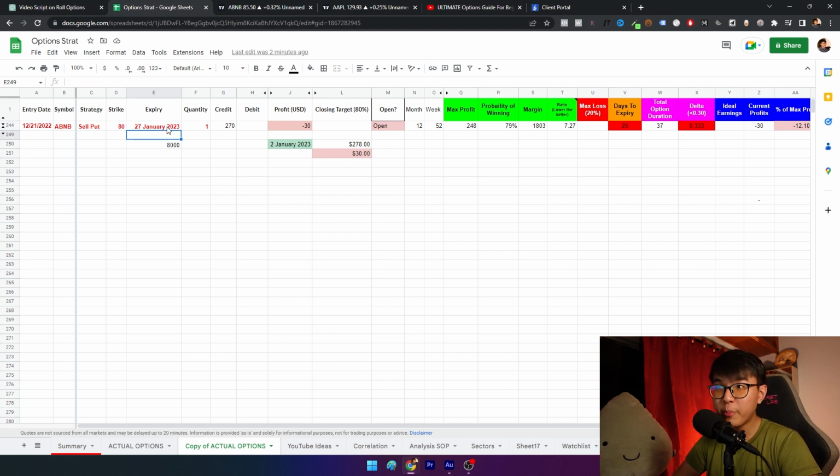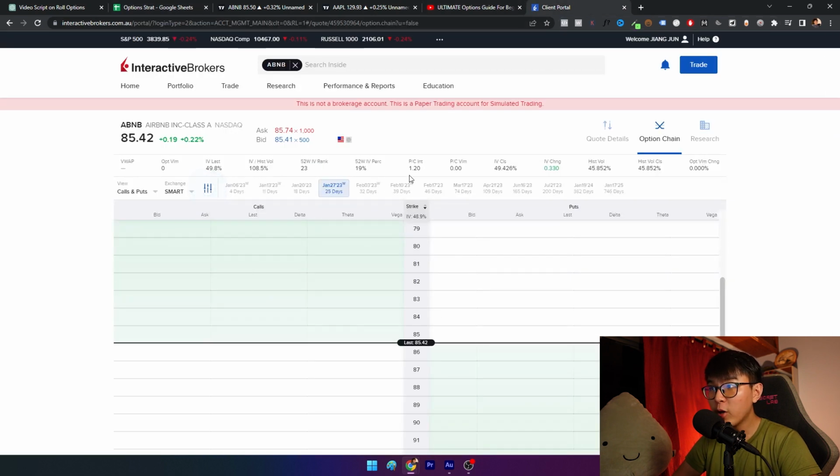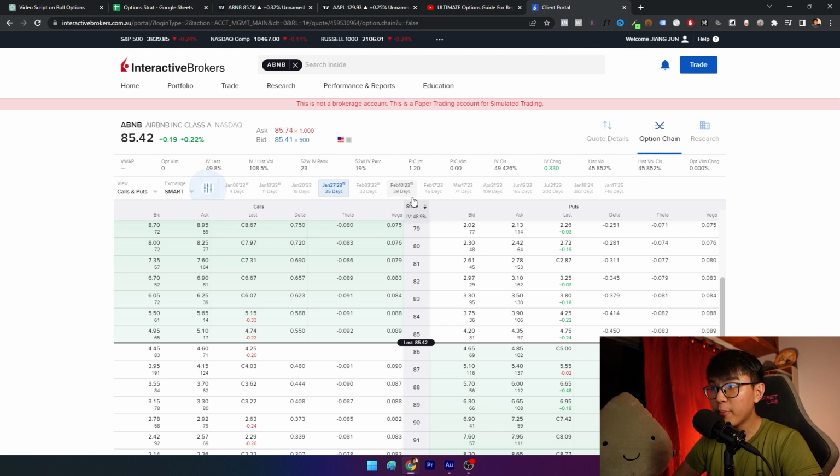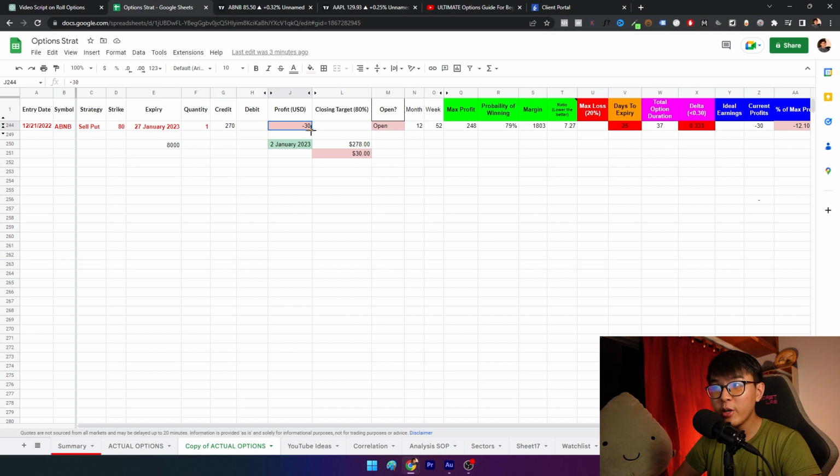The expiry date of my previous put option was at 27 January 2023. So by rolling an option, you need to choose a date further away from 27 January. My preference is maybe about 39 to even 46 days, but this really depends on how much you have initially lost when you closed your original put option. In this case, I've only lost $30.